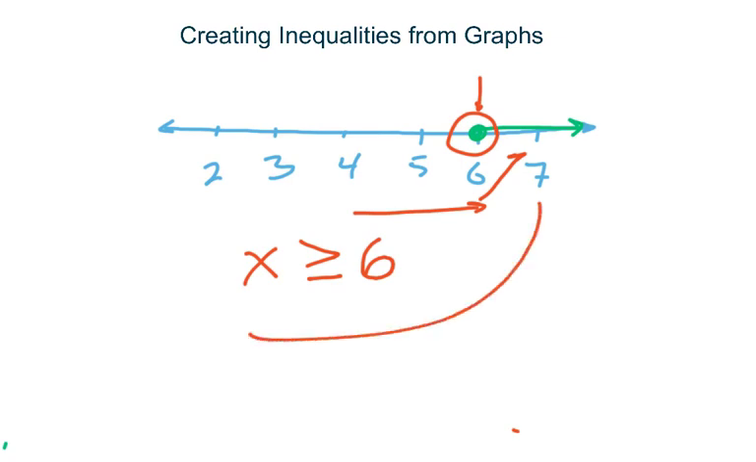And we could test that by putting a 7 in here, or an 8, or a 10, or a million. A million is greater than or equal to 6, so we know that this statement is true. All right, I hope that helps you with creating inequalities from graphs today.